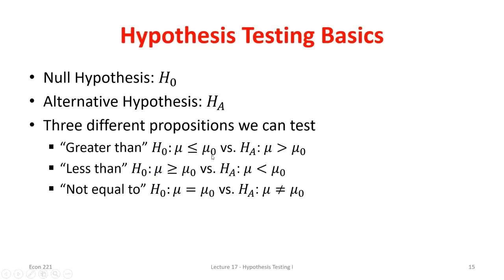This mu subscript 0, in practice when we write this out, will be a number. That'll be the number that we're assuming the true mean is less than or equal to, or greater than or equal to, or in this third one, exactly equal to. We talked about how the null and alternative are complements of each other. Notice if I'm assuming that the true mean is less than or equal to, say, 50, the alternative hypothesis would be that it's greater than 50.